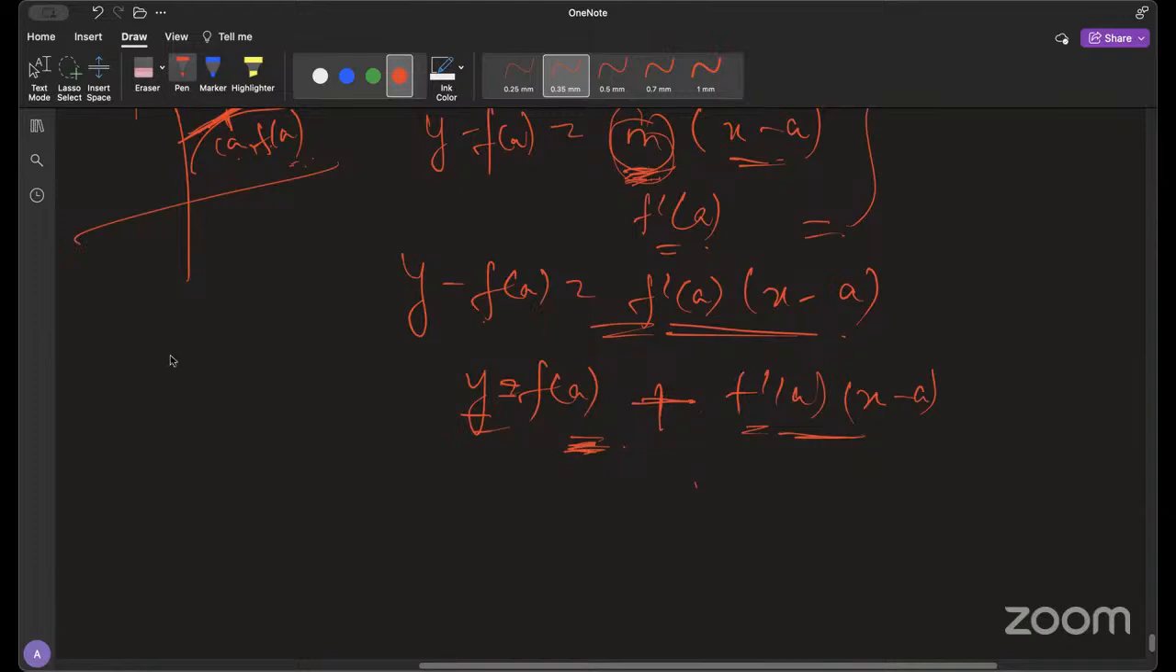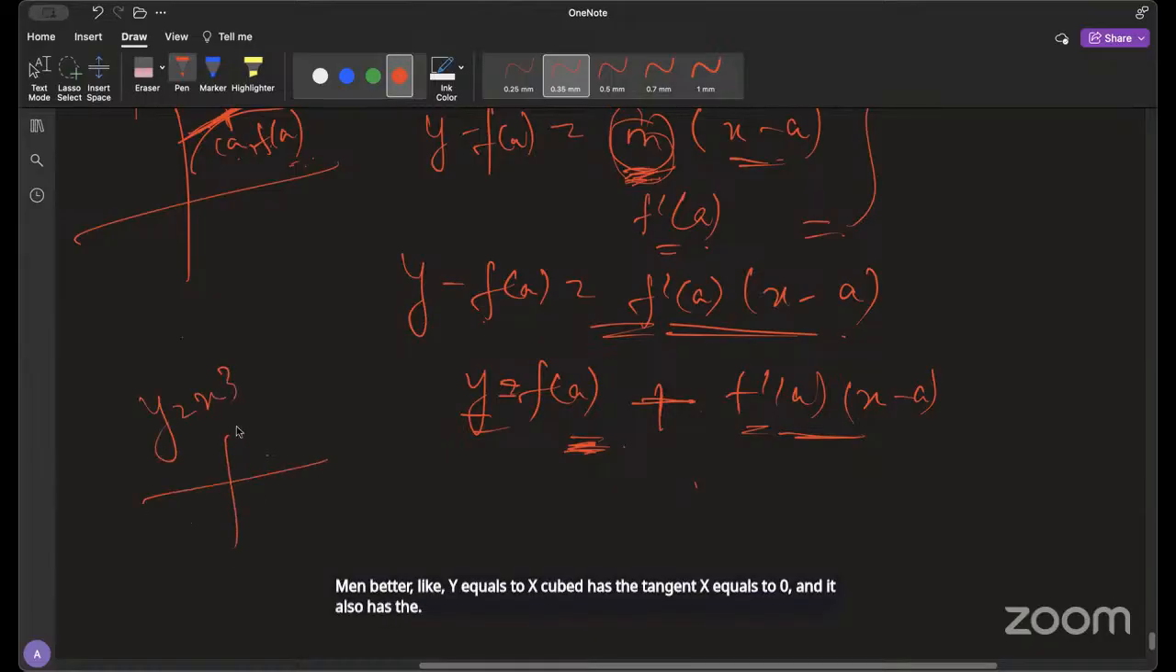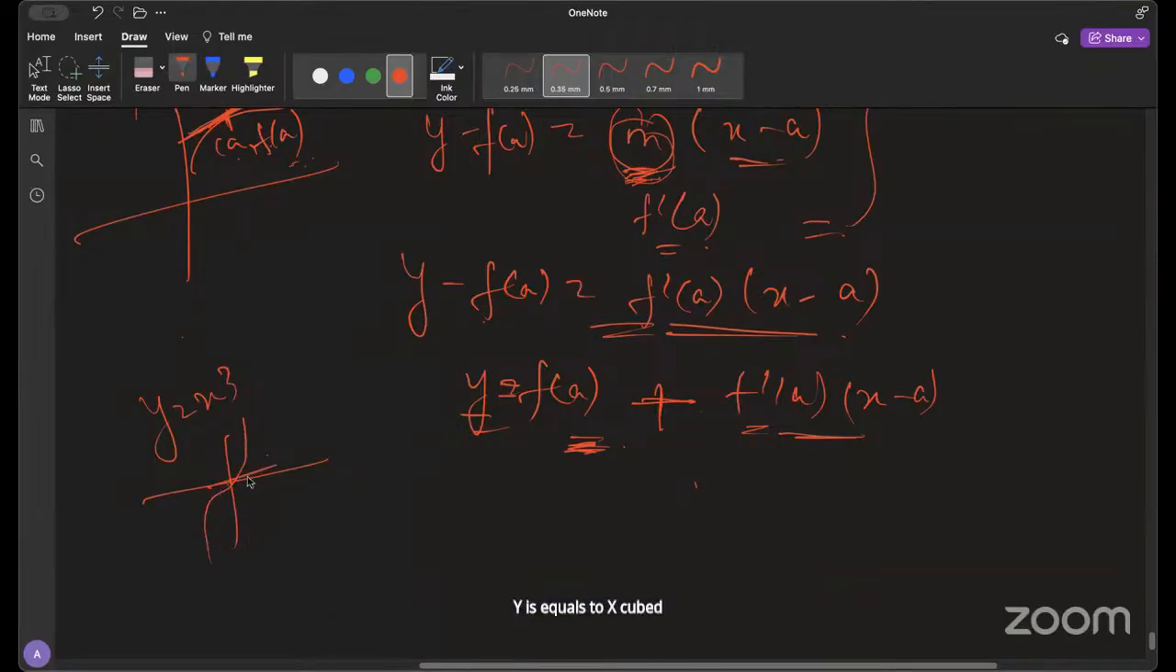Tangent has a, yes, that's what we discussed, right? This is a tangent, and what is the slope of this? It's infinity, right? It's not differentiable there. Ma'am, but y equals x cube has the tangent x equals 0 and it also has the infinity. Y equals x cube is this, and the tangent is this. So the slope is not... It's the slope is 0 here. Oh, okay, ma'am. Sorry.